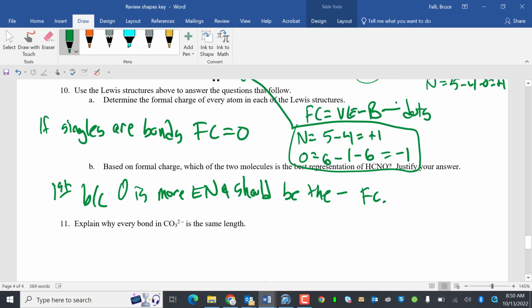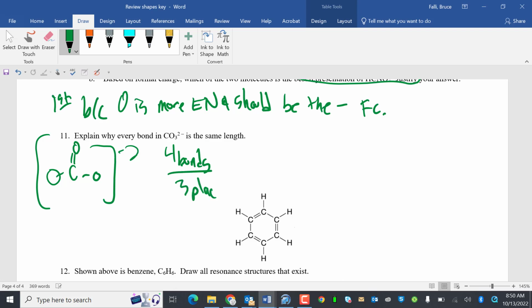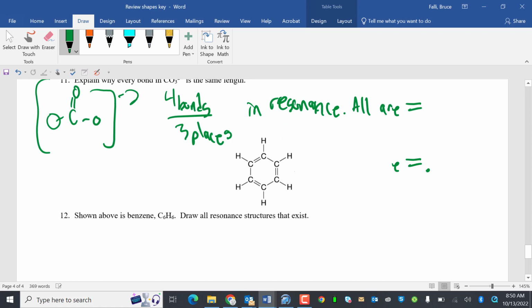Explain why every bond in CO3 is the same length. We've seen this a handful of times. This is what it looks like. So there are 4 bonds in 3 places in resonance. All are equal. I'm going to show all the resonance structures of this one. It's not that bad.